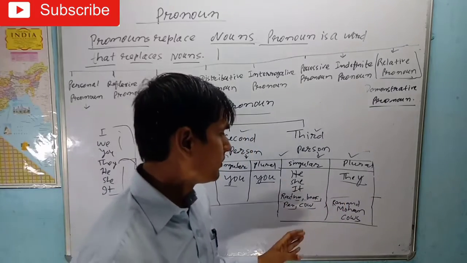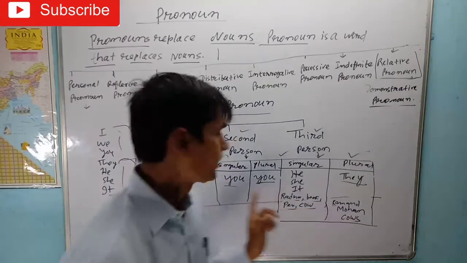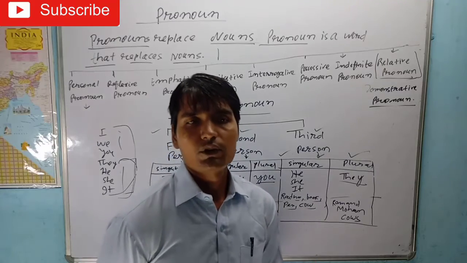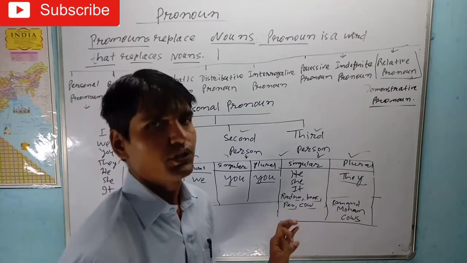So the third person singular number is used both for he, she, it, and also for a common noun or for other nouns which are singular.